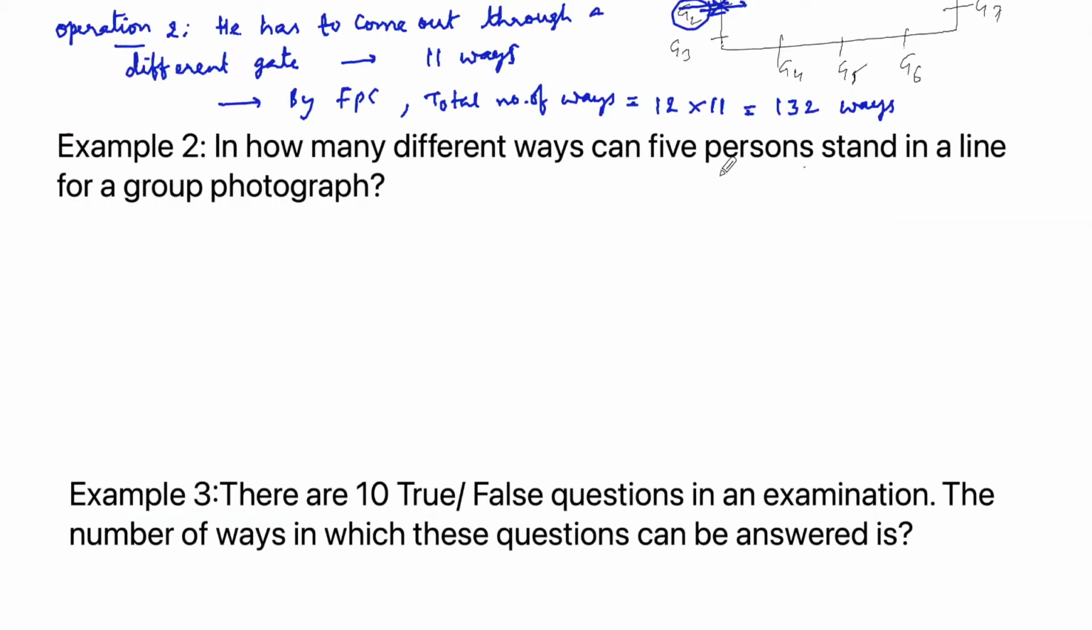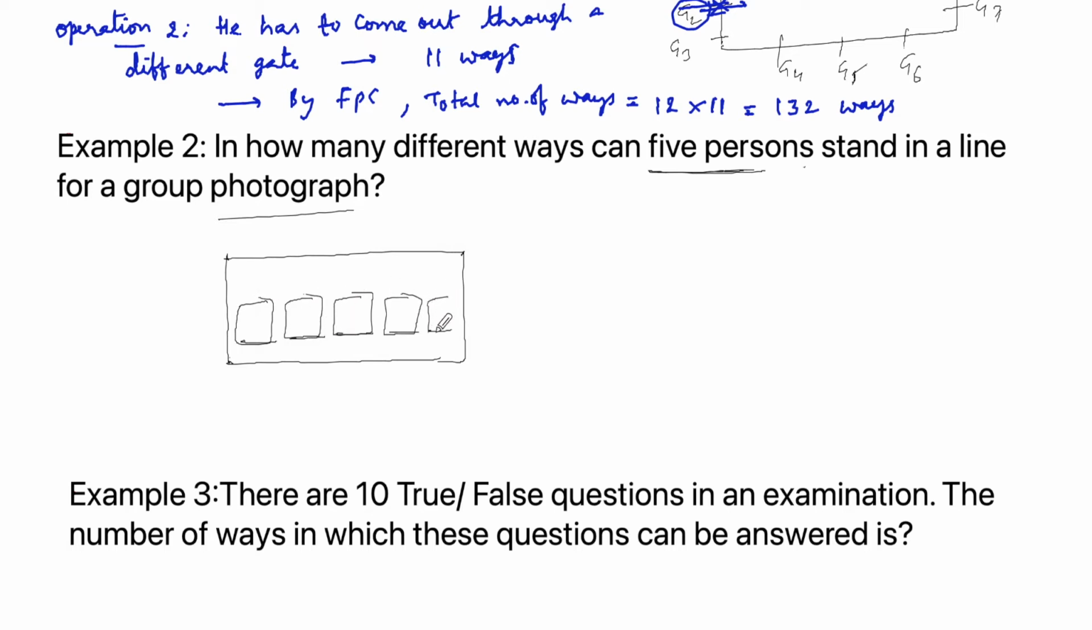In how many different ways can 5 persons stand in a line for a group photograph? So here is a group photograph and there are 5 persons, meaning 5 positions: 1, 2, 3, 4, and 5. Let us consider the 5 persons as P1, P2, P3, P4, and P5. They need to arrange themselves for the group photograph. In how many different possibilities can we arrange them?